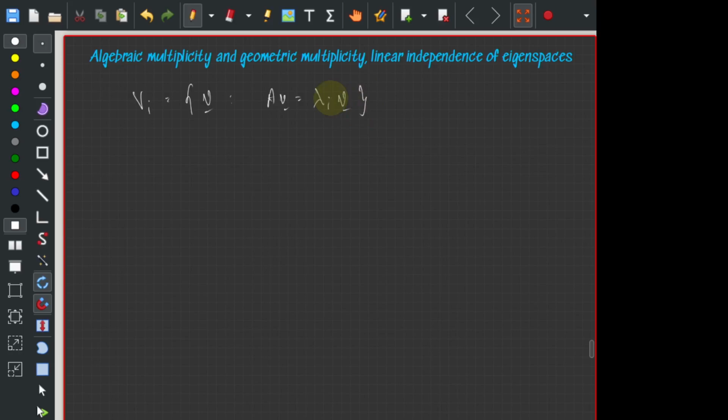Now of course there could be multiple eigenvectors. But what can you say about this set? Does it have some nice properties? It's a vector space. Does everyone agree? Whether or not you call 0 an eigenvector, it certainly satisfies the equation A times V equal to lambda I times V. So this forms a vector space. Why?